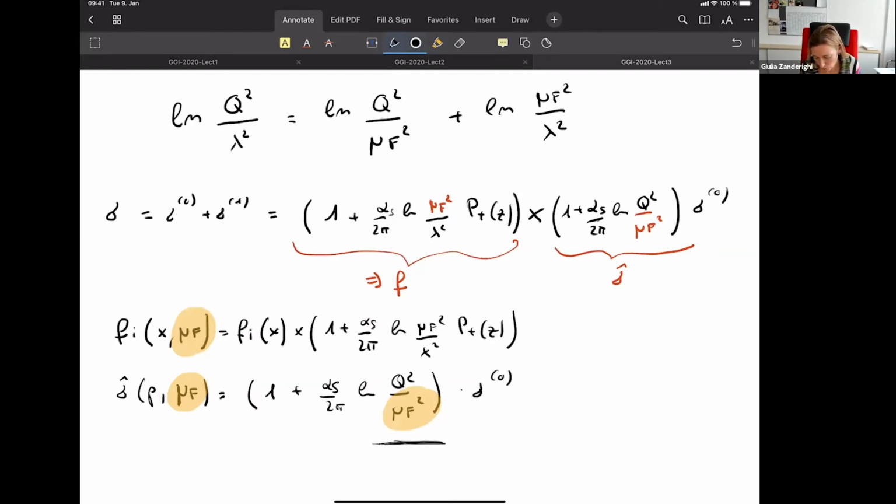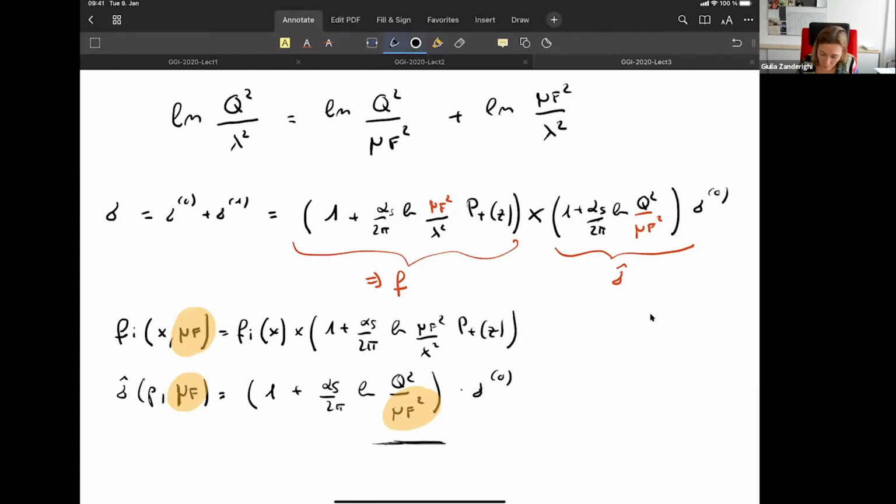So these logs would then invalidate the fact that alpha is small, and your perturbative calculation would not converge very well. That's why one always chooses a scale that is of the same order as the hard scale of the process. So if you do Drell-Yan, a typical scale would be the W or Z mass. If you do Higgs, the mass of the Higgs, and so on. But of course, when you go to more complicated processes, this choice becomes more and more difficult.